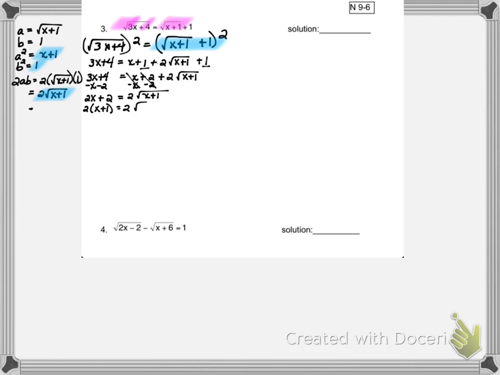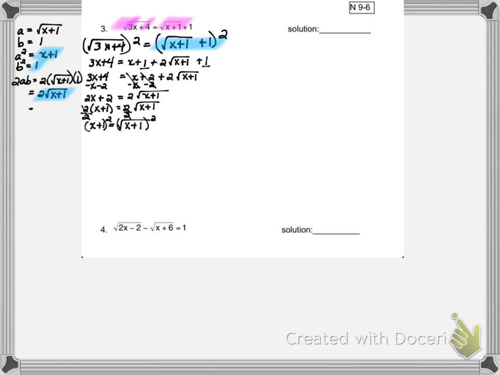If you can see that, that makes it a little easier, because now I can divide by 2, and those will both be 1. 2 over 2 is 1, so we're left on the left side with x plus 1, and on the right side we're left with the square root of x plus 1. Now we're going to square both sides, because anytime there's two square root symbols, you have to square it twice to clear both of them.